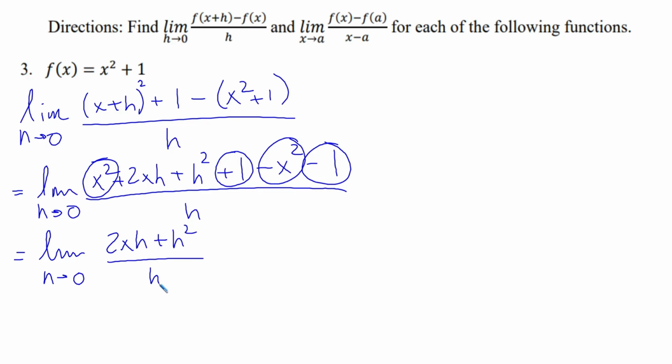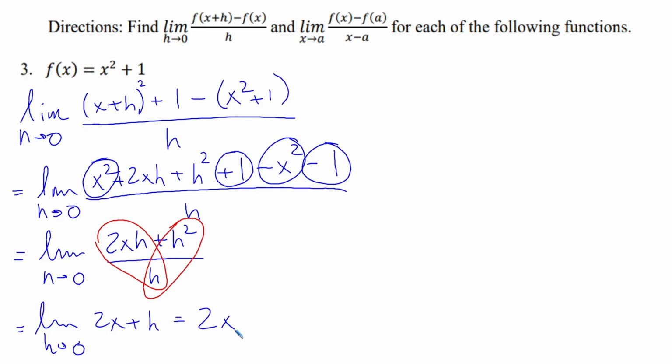over h. And you can choose to either factor an h out of the numerator to cancel it with the h in the denominator, or you can just divide term by term by h. I'm gonna just divide term by term. I'm gonna do the 2xh and divide it by h, and the h squared and divide it by h. And that's going to give me a limit as h approaches 0 of 2x plus h. And as h goes towards 0, 2x is just 2x because there's no h in it, and h is 0. So we just get a final answer of 2x.